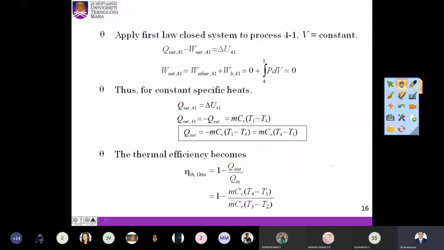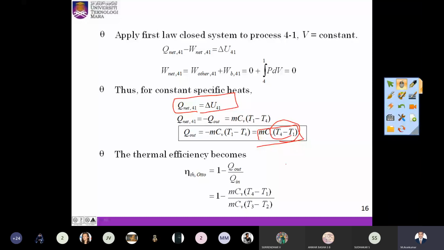Right. So if you apply the first law to the process 4 to 1, again there is a constant volume process. Again the formula will be the same. Q net will be equal to delta U. Then we can have the same equation, but the change in temperature will be in these states. Then we can calculate the thermal efficiency.